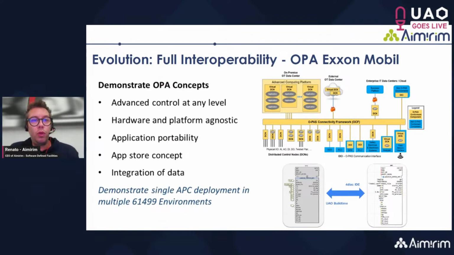Another evolution that we could do is full interoperability, where we tested our function blocks on the OPA concept, the open architecture for automation, where you can have advanced control at any level, hardware and platform agnostic, application portability, which meets the App Store concept, and integration of data.